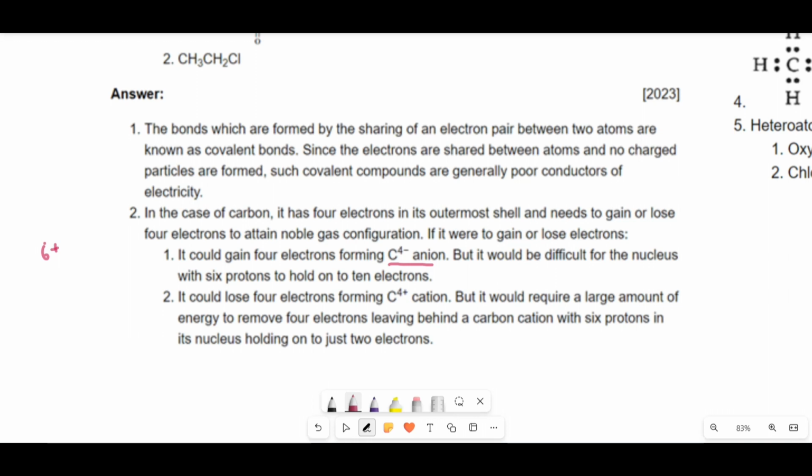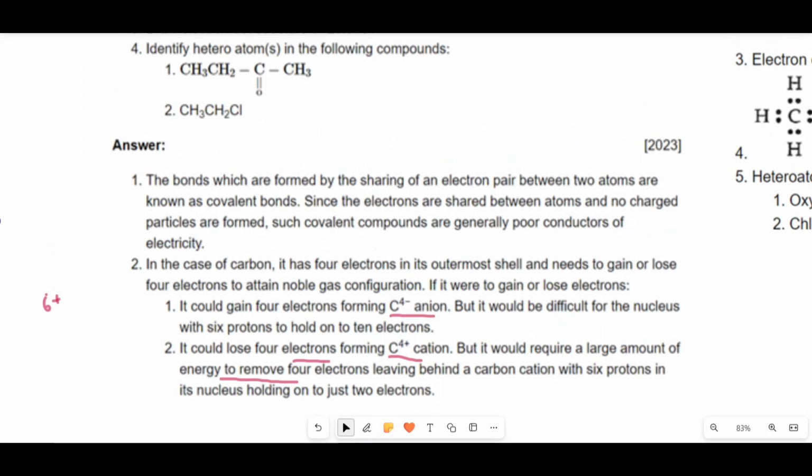Now the second condition: if it loses 4 electrons, forming a C4 plus cation, it would require a large amount of energy to remove these 4 electrons. Leaving behind the carbon cation with the 6 protons in the nucleus holding on to just 2 electrons. So because of these reasons, carbon does not form any ionic bond. Rather, carbon forms only covalent bonds. Okay. Now, next question.